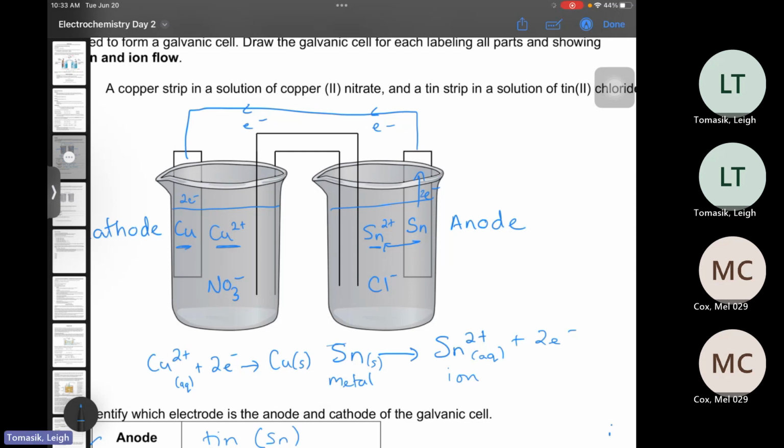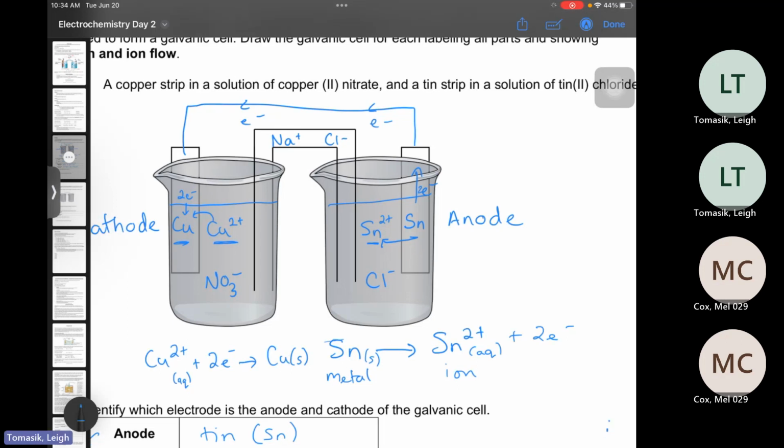And they are going to combine with the copper ion, and they're going to turn into a copper atom. Right, and then we have to deal with the salt bridge. So the salt bridge could be any positive metal ion and any negative either non-metal ion or polyatomic ion, and it doesn't really matter.